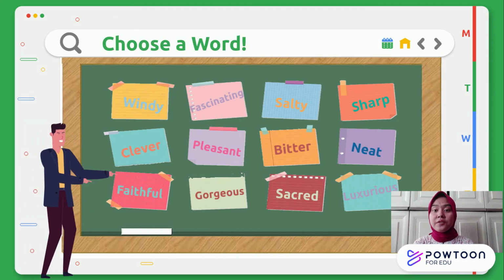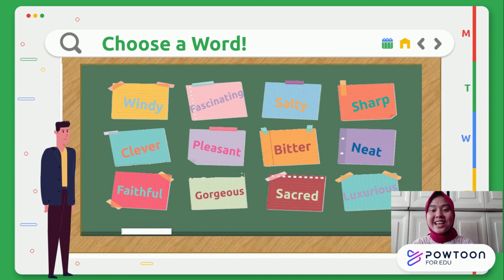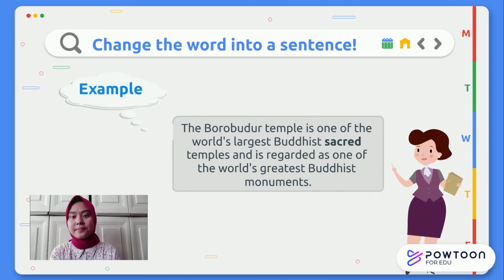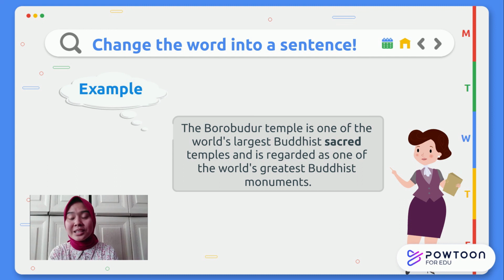Now we have several adjectives on the screen. And what you are going to do is to choose one of the words on the screen and then create a descriptive sentence and post it in the chat. For example, I will choose the word sacred here. Then I create a description sentence like this. The Borobudur Temple is one of the world's largest Buddhist sacred temples and is regarded as one of the world's greatest Buddhist monuments. Now, do you understand how to do the activity?